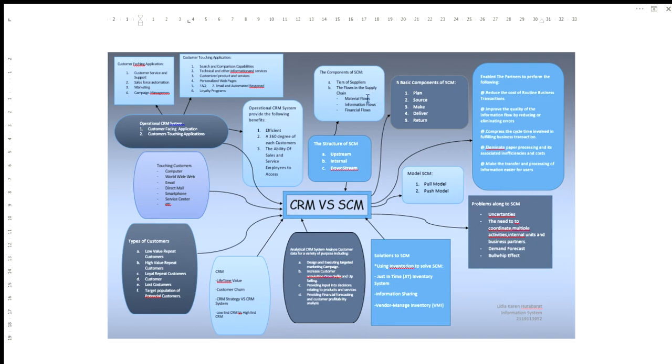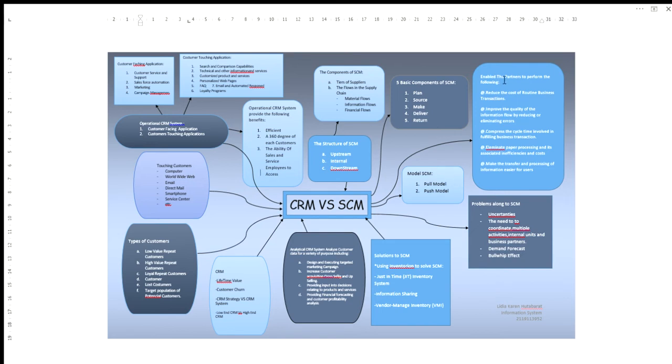The three things that really need to be considered in SCM are material flows, information flows, and financial flows. Next, the five basic components of SCM. Number one, plan. Number two, source. Number three, make, like how to make it. Number four, deliver, like how it's delivered. And number five, return, like when there is a return of goods.